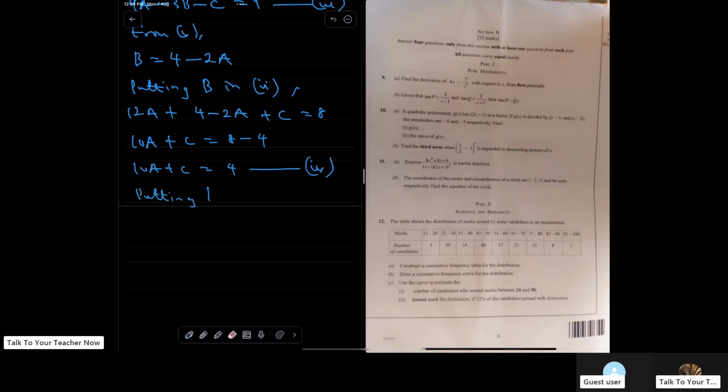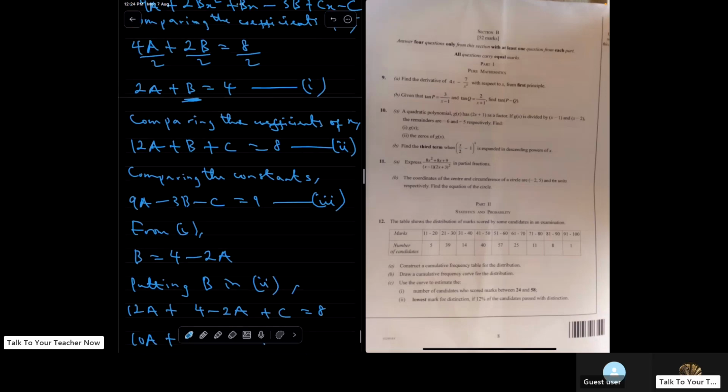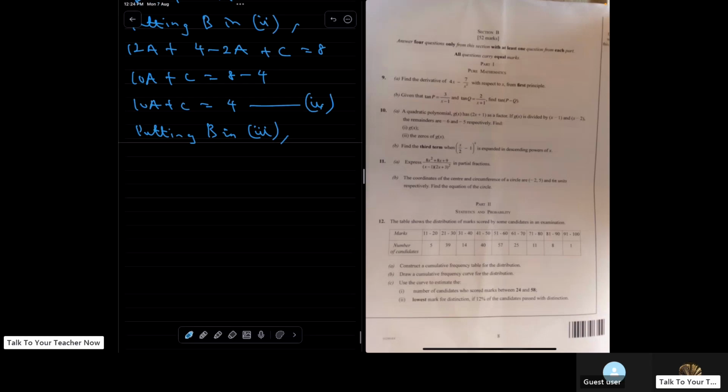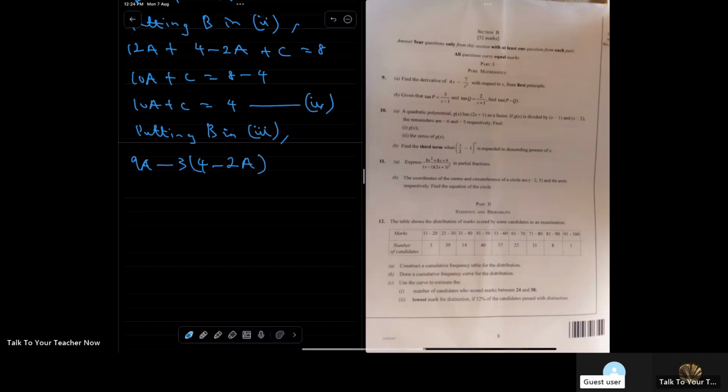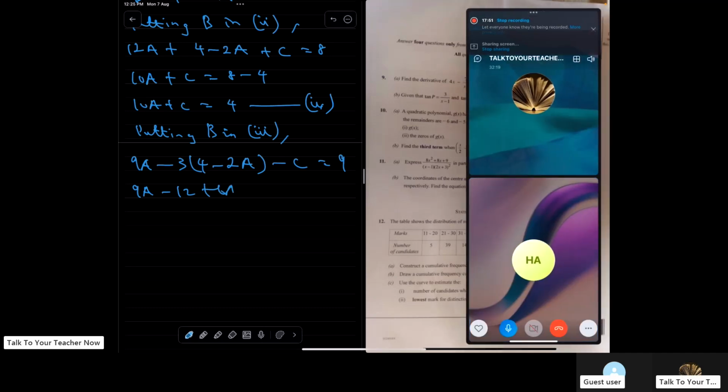Now putting b in which other equation? Equation 3. We obtained b from equation 1, so we're putting it in 2 and 3. What's equation 3? 9a minus 3 into (4 minus 2a) minus c equals 9. So what do we have? 9a minus 12 plus 6a minus c equals 9. Beautiful.